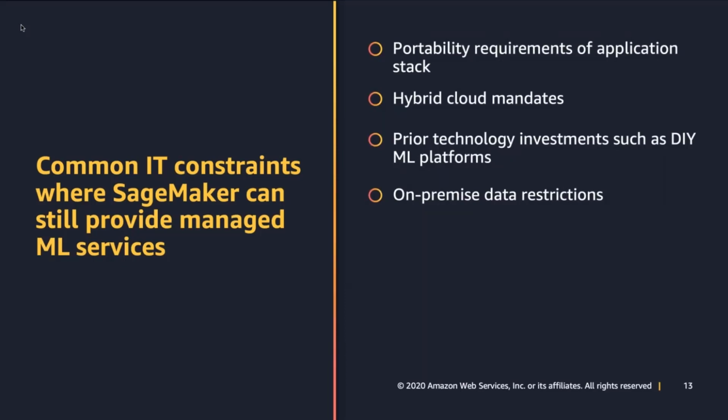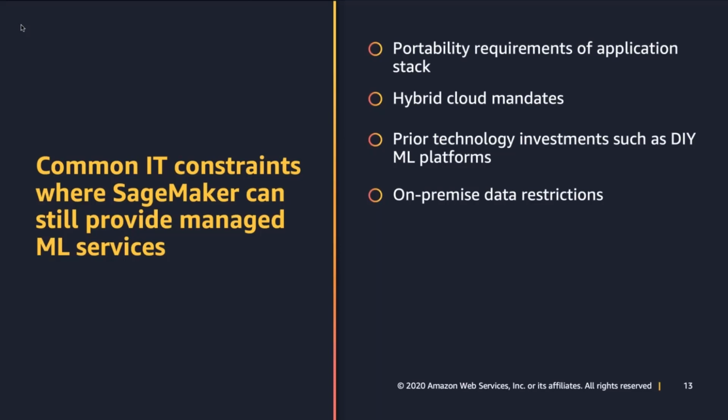And we see customers interested in leveraging SageMaker with their existing ML environments for several reasons. First, they may have a portability requirement of their application stack. So for instance, if you as a customer of AWS already have Kubernetes investments, you can then continue using your Kubernetes-based tools while still accessing SageMaker. Second, we do see some customers have hybrid cloud mandates. If you're required to use AWS and another cloud provider, you can easily leverage both together.